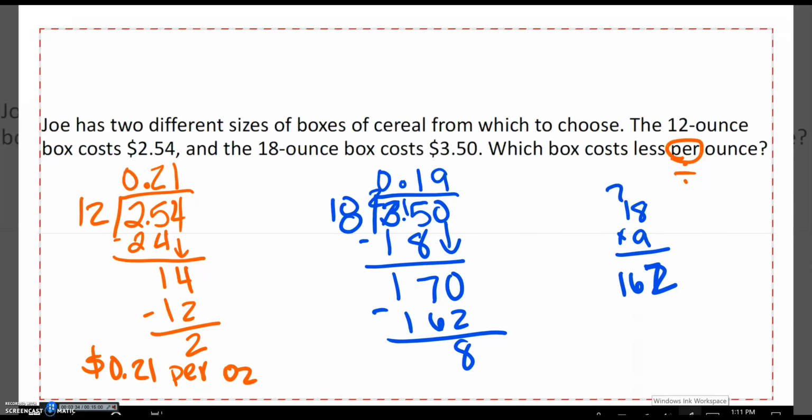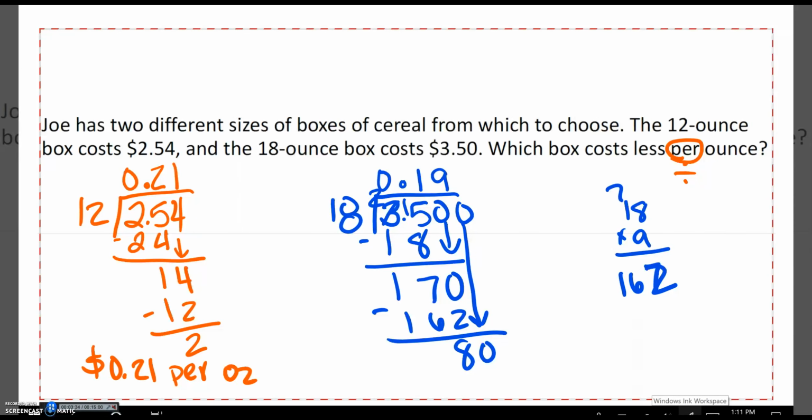I'm going to keep going for one reason. I'll tell you why. It's because I want to see, is this going to end up rounding to 19 cents or would it go up to 20 cents? So 18 goes into 80. Well, it's like every other multiple of 9. So that's going to have to be 5. 18 times 5, because that would be like 9 times 10. I mean, 8 times 10.